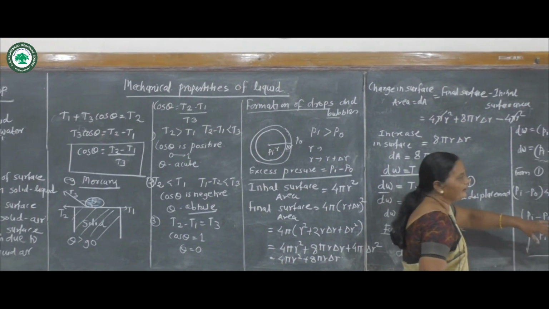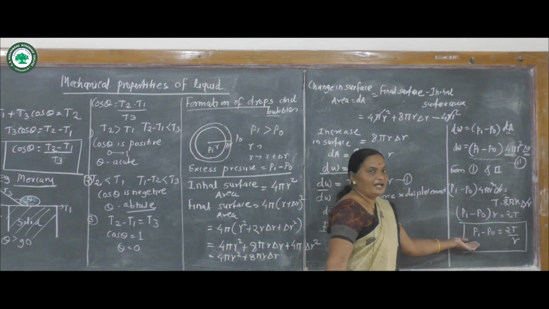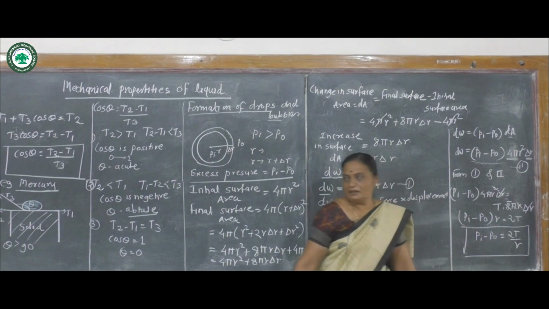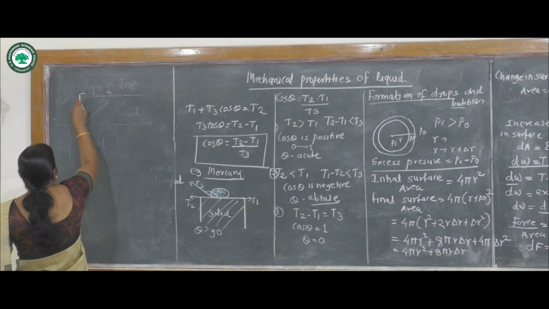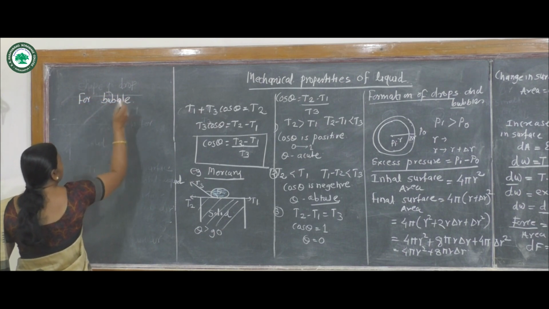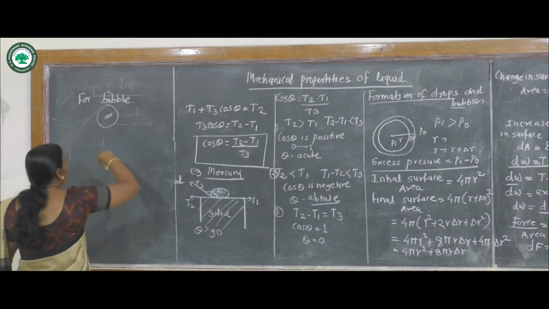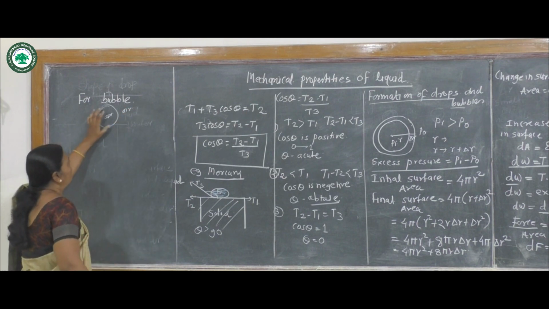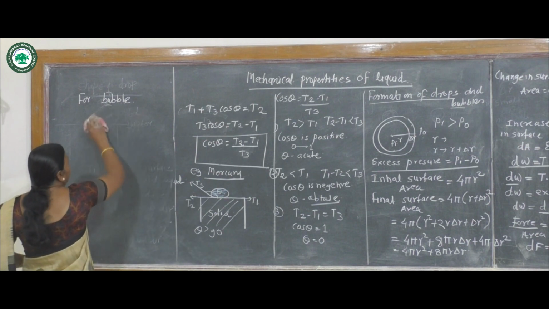Now we find there is a slight change in the case of a bubble. The excess pressure for a drop is 2T divided by R. Now for a bubble, there is air inside the bubble, and air is also outside the bubble. This is the bubble. It has two surface areas.